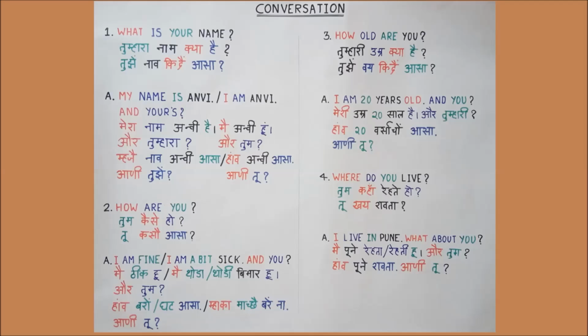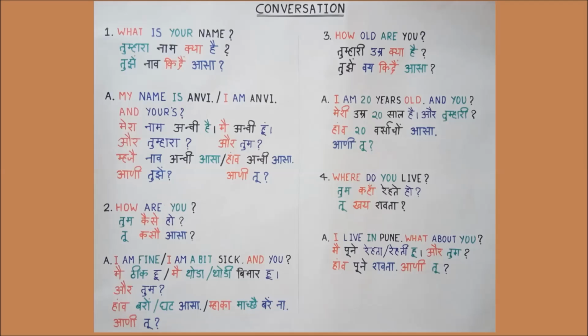Okay, and I could say this, or if I have to say I'm a bit sick, I'll say म्हाका माच्छे बरे ना. माच्छे means little, म्हाका means मुझे, and बरे ना is not well. Okay, I'm not feeling well. आणि तूं means और तुम. Fine.